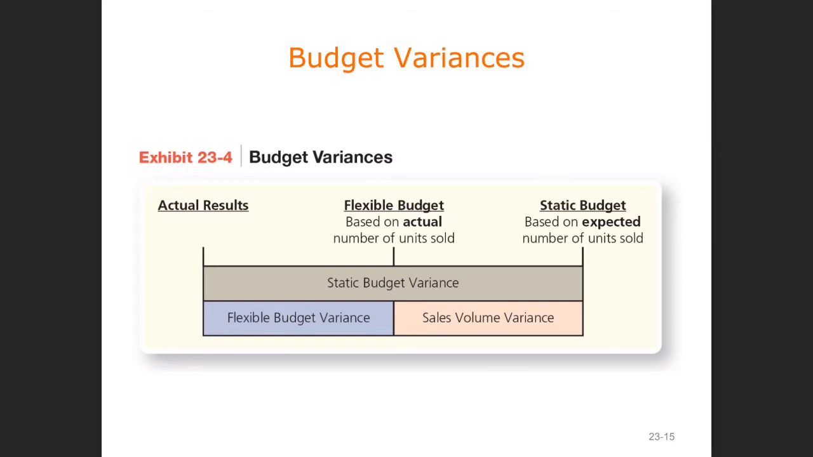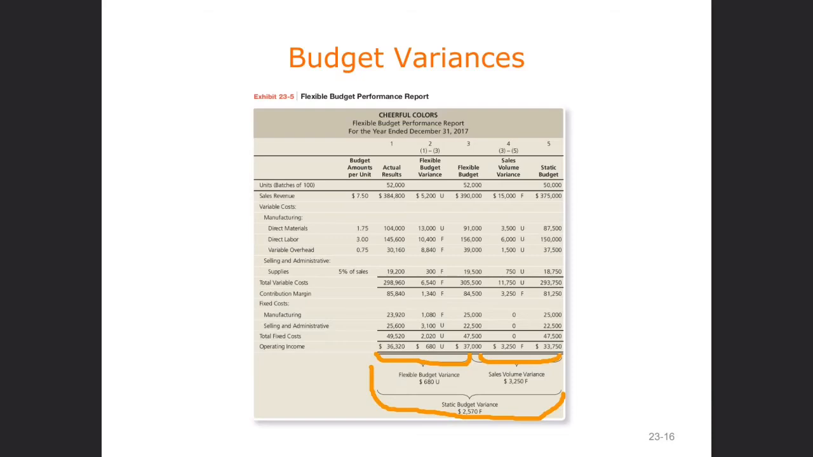In this slide, to get your static budget variance, you're going to take the actual results minus the static budget. To get the flexible budget variance, you're going to take the actual results minus the flexible, and then sales volume is flexible budget minus static. So this might be easier to see. You can use either one.